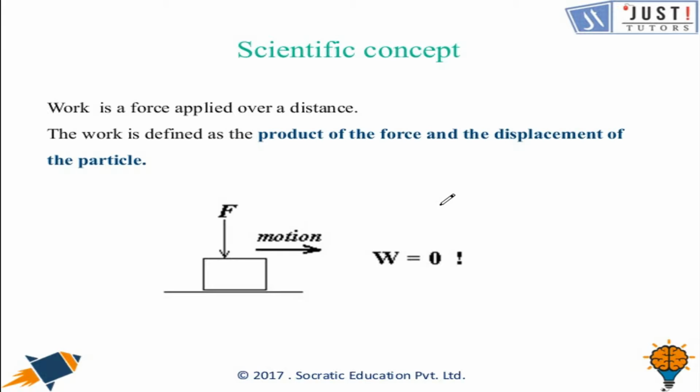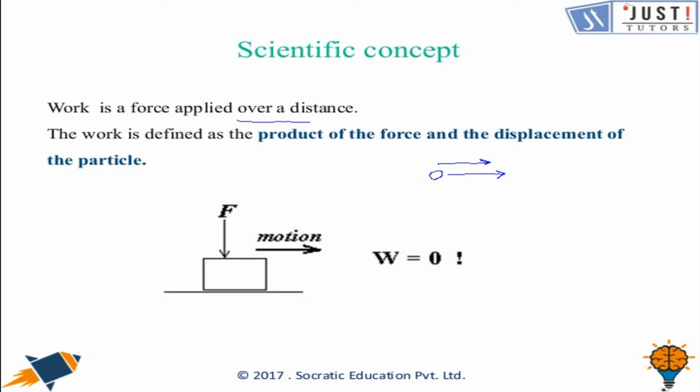So, what is the scientific concept of work? Work is a force applied over a distance. Let's consider a particle moving in a straight line that is acted upon by a force in the same direction as the motion of the particle. Let's say this is a particle and it is moving in this direction, and force is also applied in the same direction. Work is done if force is applied in the direction of motion.